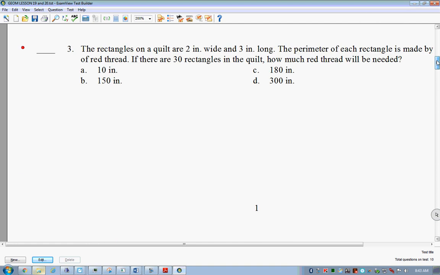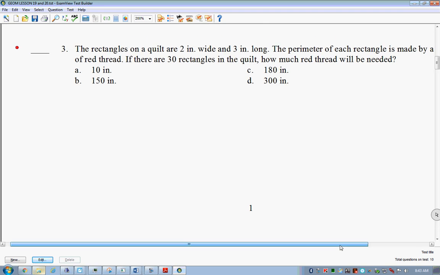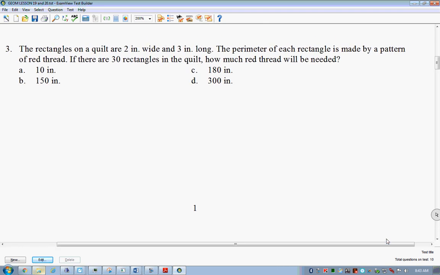All right. Let's see. Here we are given a word problem, no picture. The rectangles on a quilt are 2 inches wide and 3 inches long. The perimeter of each rectangle is made by a pattern of red thread. If there are 30 rectangles in the quilt, how much red thread will be needed? Okay, so we need to find the perimeter of one square, or one rectangle, I'm sorry, and do what with that? Multiply by 30, all right?